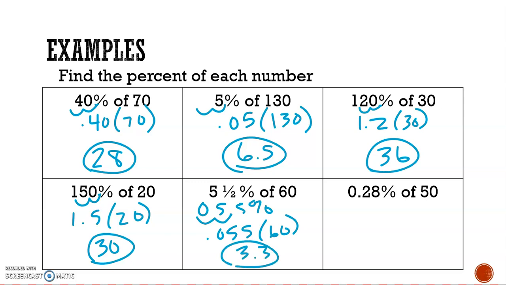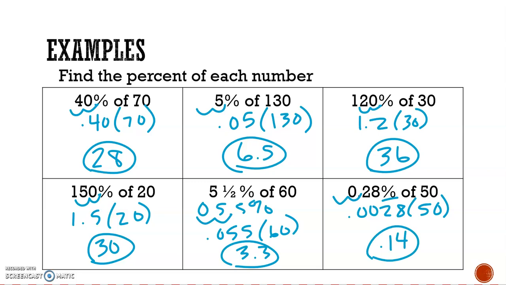Alright, and then on this one we have 0.28%. Again, a common mistake on this one is since people already see a decimal, they'll just do 0.28 times 50. But because of this percent sign here, it tells us we still have to move the decimal 2 spots. So we are going to get a pretty small number, but that is okay. So 0.0028 times 50 is 0.14.